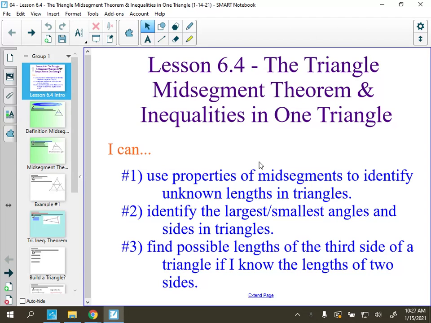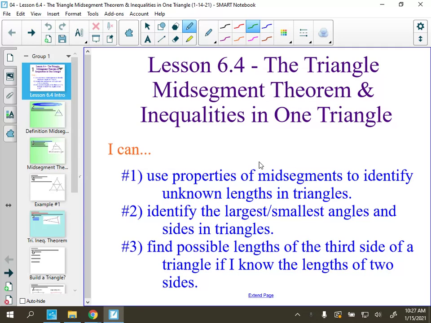All right, here we go. This is the last lesson in Chapter 6, Lesson 6.4, kind of a combination of a few of the textbook lessons, 6.4 and 6.5. So if you're following along with the textbook, this is coming from both of those sections. So we're pulling some parts here on the triangle midsegment theorem from 6.4 and then 6.5 in the textbook, a section that covers triangle inequalities.